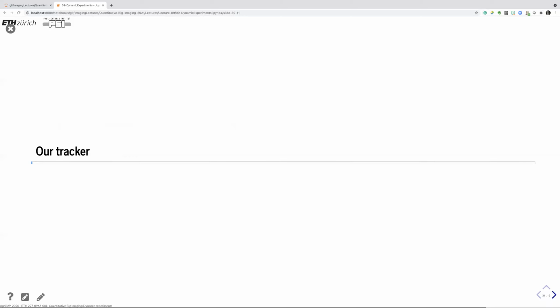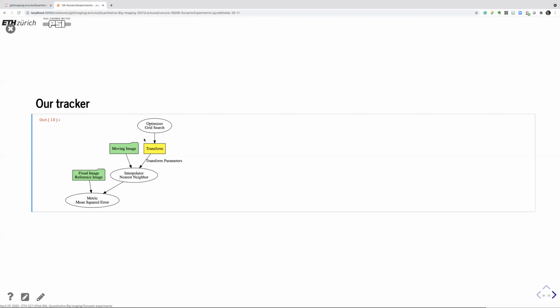That was essentially the tracker we looked at before. So we have this kind of optimization. We have some kind of grid search going through the transform, doing a nearest neighbor interpolation, and checking that with mean squared error. So that could be an approach to work with.